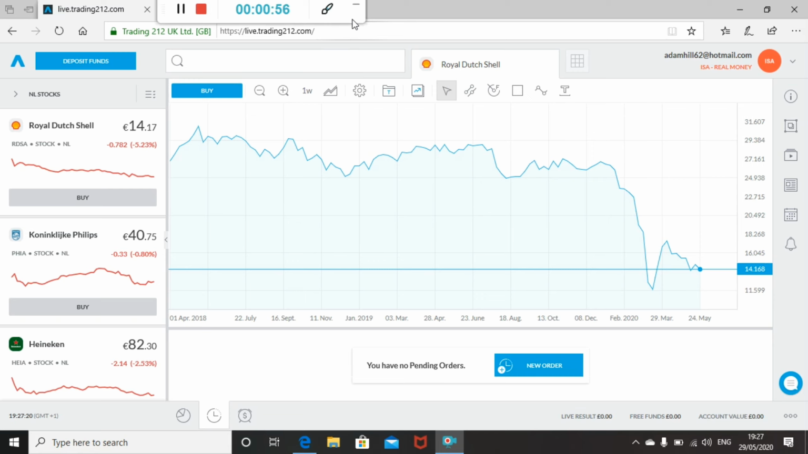Today I'm doing a walkthrough and tutorial of the Trading 212 stock trading platform. The walkthrough is aimed at beginner level investors who want to invest in companies and possibly in funds. We won't be going into any detail that would interest experienced traders or day traders.